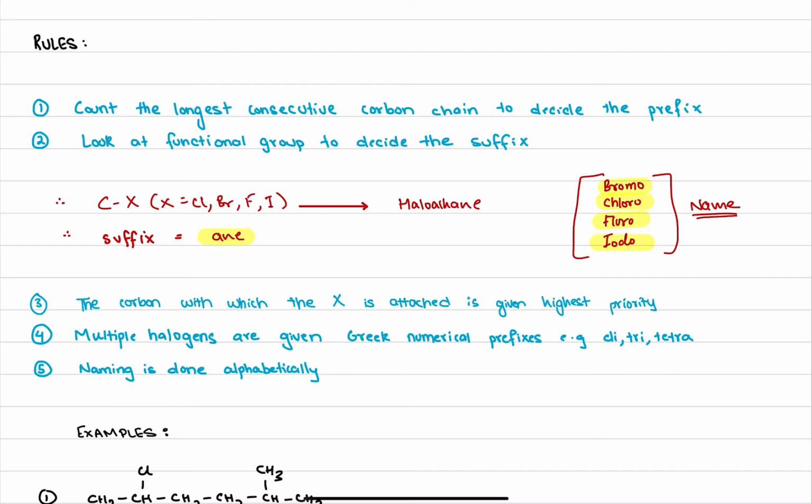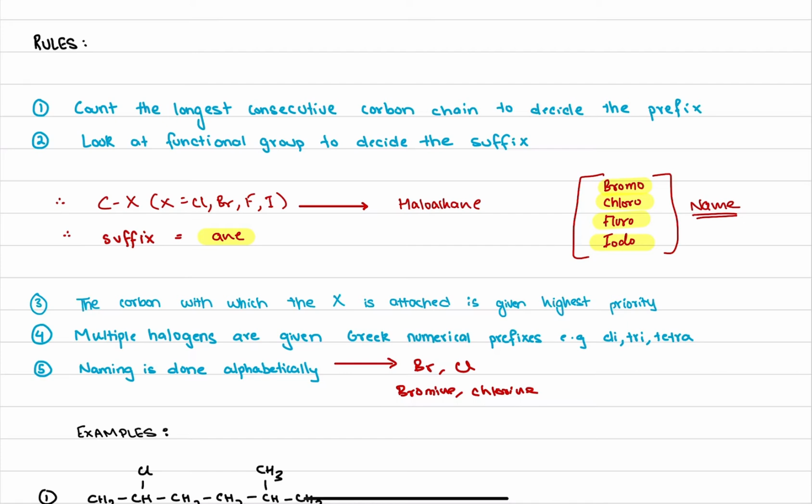So, for example, if in a molecule you have Br and Cl attached, whichever name comes alphabetically before the other one, we will write it first. Bromine starts with B and chlorine starts with C. So, which one comes first in alphabetical order? Definitely bromine, right? Because B comes before C. So, we will name it before we name chlorine. This is what you need to keep in mind.